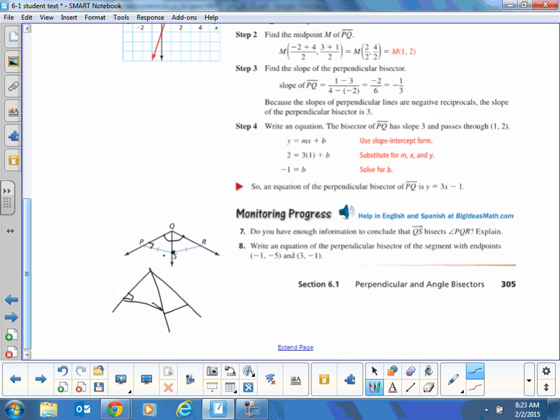This one's a big one that I plan on giving you on Friday. Write an equation of a perpendicular bisector of a segment with endpoints (-5, -1) and (3, -1).